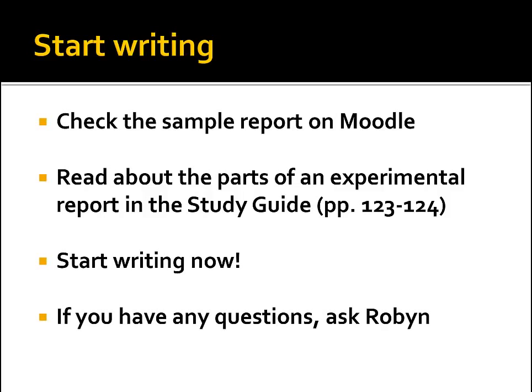And of course, if you have any questions, you can ask Robin. You can use the forums to do that, you can send Robin an email, or you can give her a call. If you do want to do an experiment other than the 2 that we have suggested, we do encourage you to do one of those 2 and do a variation of it. But you can choose something different, and you'll just need to get approval from Robin.